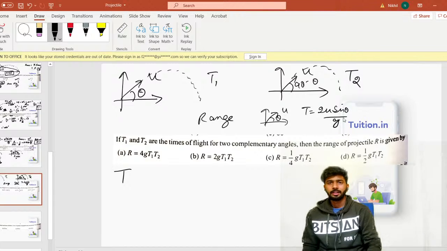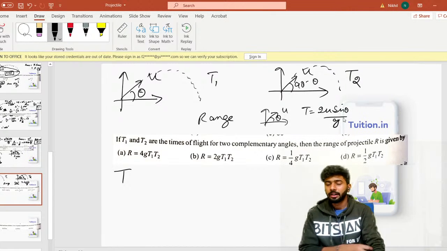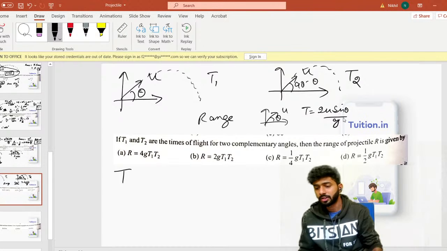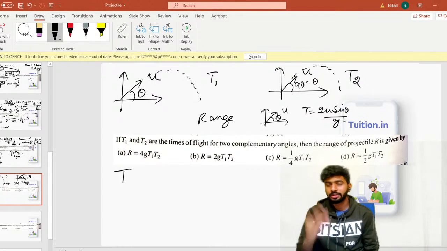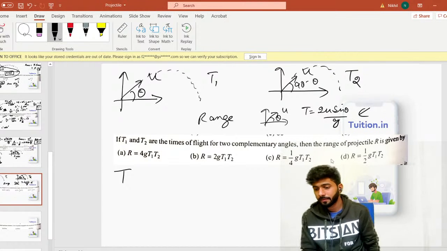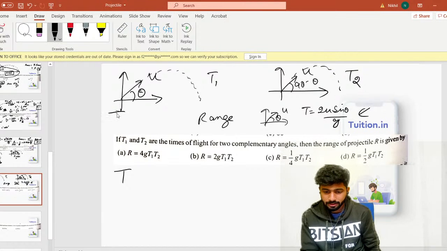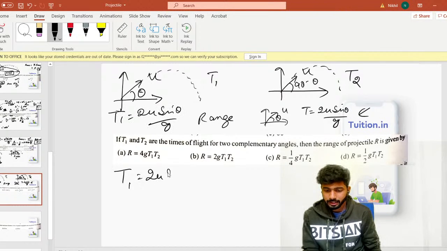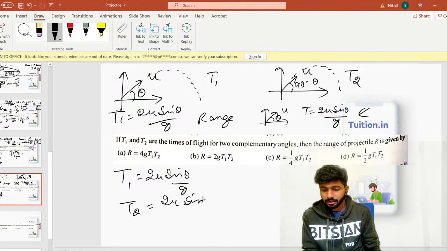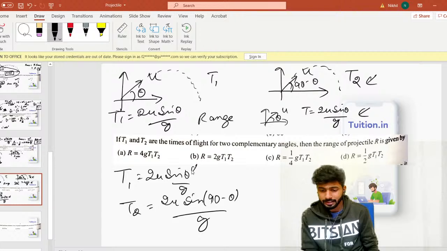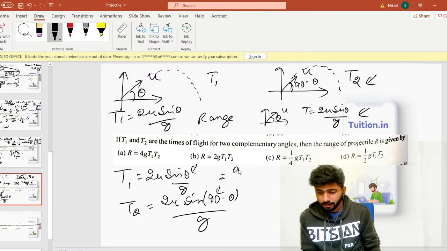You guys know this? Very simple to derive, using knowledge of splitting of vectors and those three equations of motion, you can derive this, right? So 2u sine theta by g. So in the first case, your T1 is 2u sine theta by g. What is T2? T2 is 2u sine 90 minus theta by g, right? Because T2 is for angle 90 minus theta. This theta changes to 90 minus theta. So here you have 2u sine theta by g. Here you have 2u cos theta by g, correct?